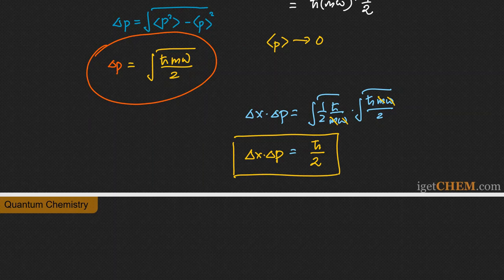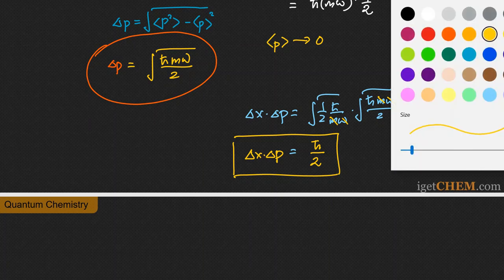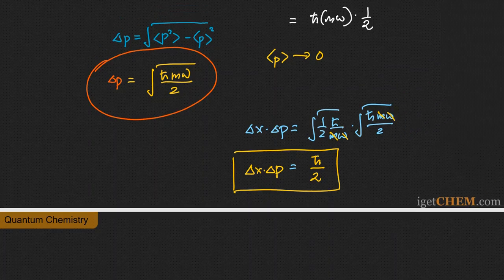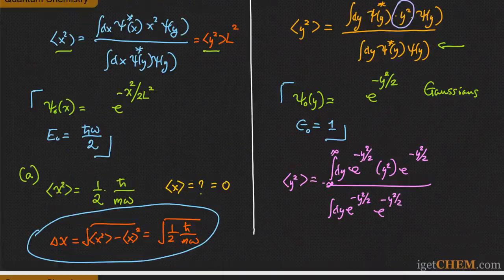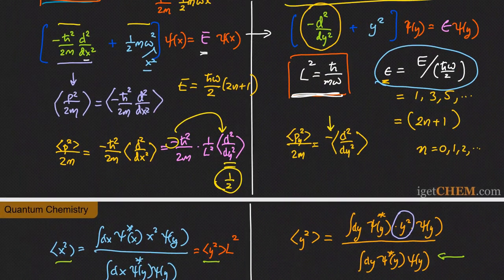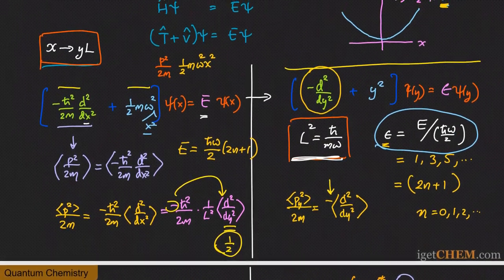So delta x times delta p reflects the product of the uncertainty in the measurement of the position and the momentum of the harmonic oscillator in its ground state, and that is h bar over 2. So that's the end of the problem. But before I stop, let me say one more thing. You can obviously do this for all the wave functions. The one that we have worked out in this problem is just the ground state.